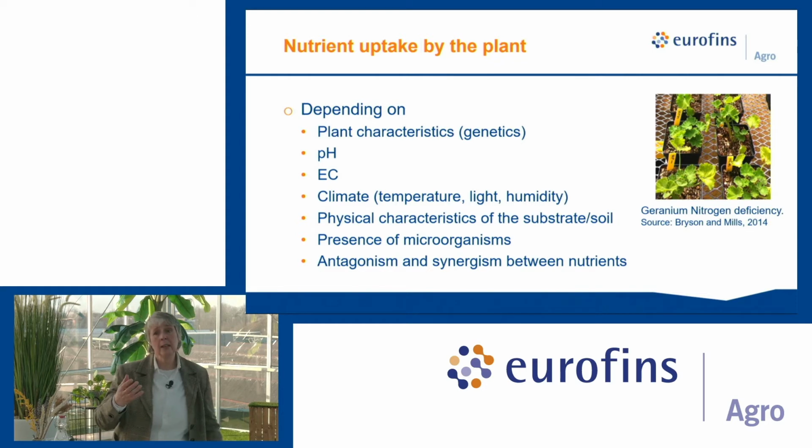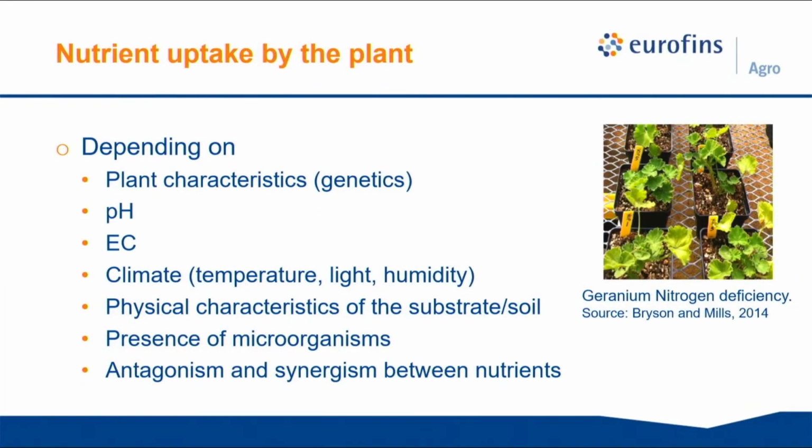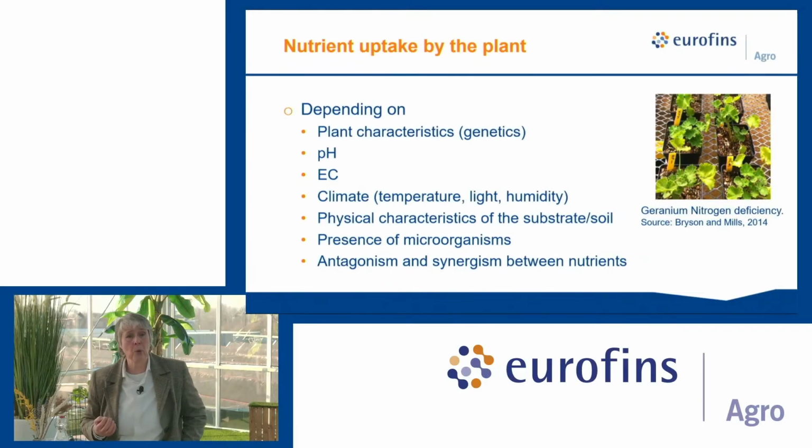So this nutrient uptake depends, for instance, on plant characteristics. How many roots does it have? This is a genetic thing. It depends on the pH in the soil solution and in your substrate or your substrate solution, let's call it that way. Your EC is important. Climate is important for the growth of the crop. Temperature and light will determine how fast your crop will grow. Humidity is important for the transpiration and for the transport of nutrients in water. The physical characteristics of the substrate are also important.